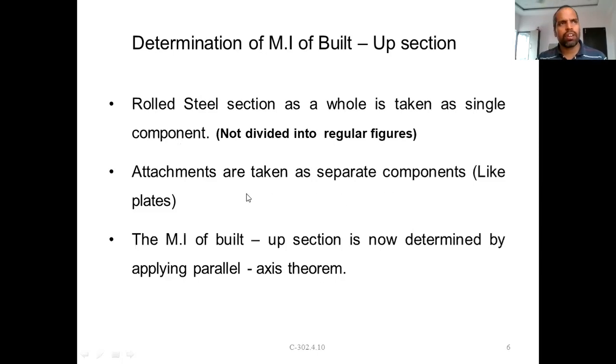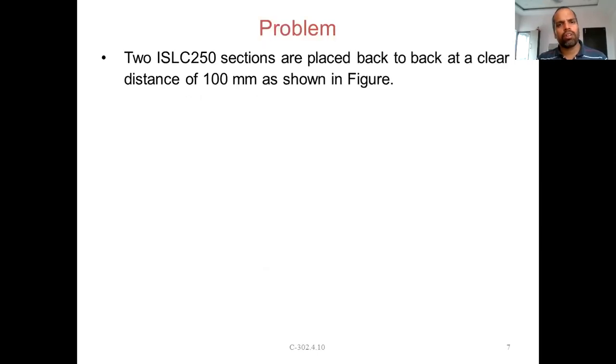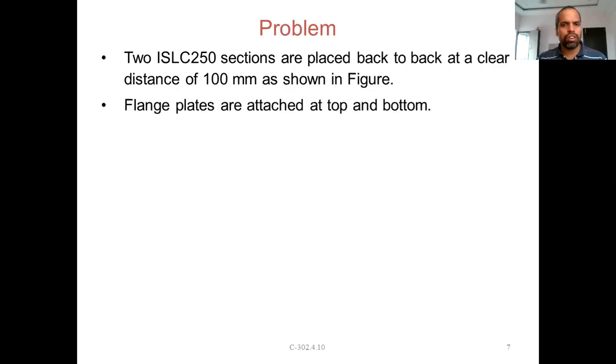Just like in the last class, where we saw two plates, one at top and one at bottom, they have to be treated as separate: the bottom plate separate, the top plate separate, and the remaining rolled steel section as a single section. The moment of inertia of the built-up section is then determined by applying the parallel axis theorem, as you did in the last class. Now let us solve one more problem on moment of inertia in this class.